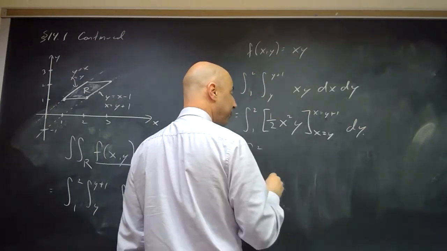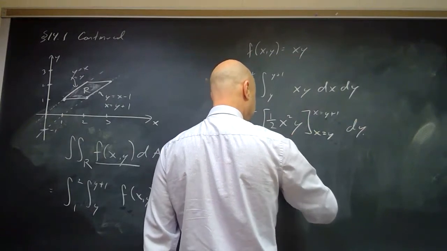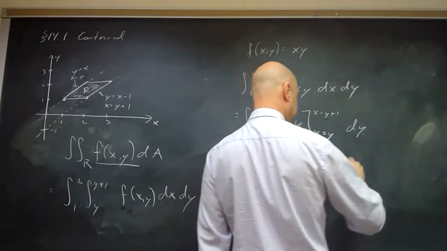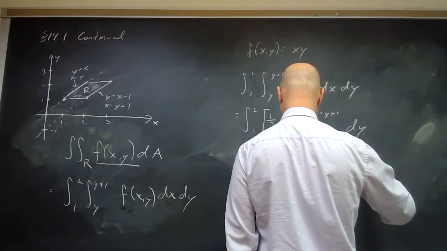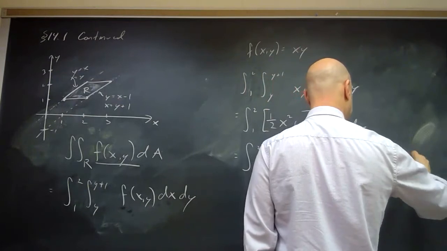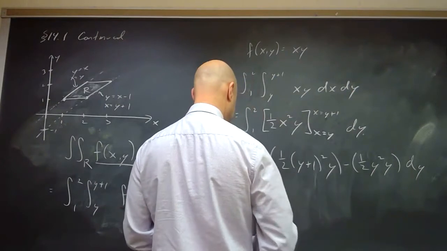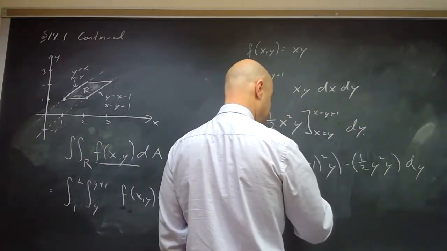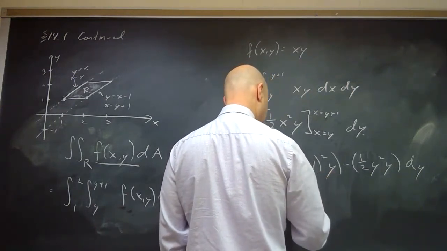So 1 to 2. We're going to plug in the y plus 1. So we have 1/2 y plus 1 squared times y minus 1/2 y squared times y dy. We can multiply all this out. So we have y squared, y cubed, so 1/2 y cubed.